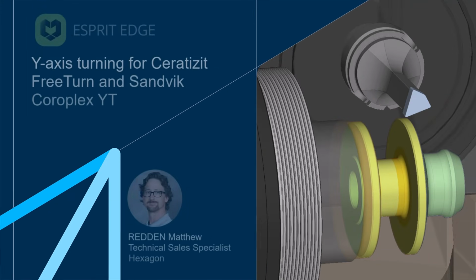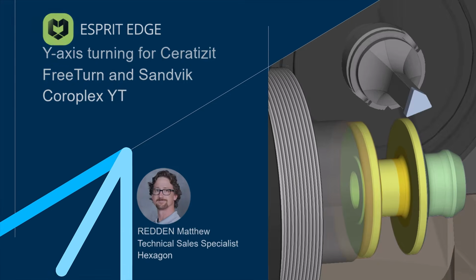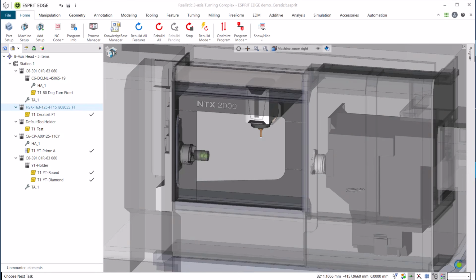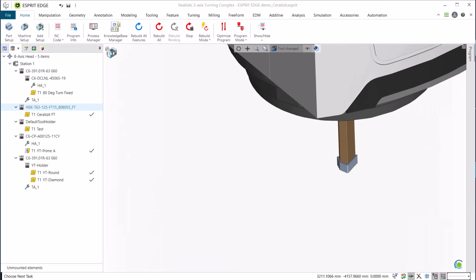In this short demo, I'm going to focus on Y-axis turning using ESPRIT EDGE on a mill turn machine with a programmable tool spindle axis. The demonstration you're seeing here is running on a DMG Mori NTX 2000, but the same approach applies to any modern mill turn platform with a programmable tool spindle axis.